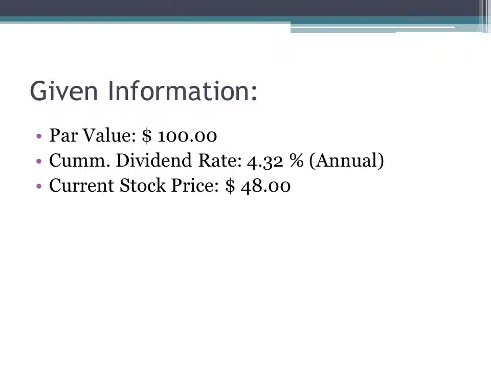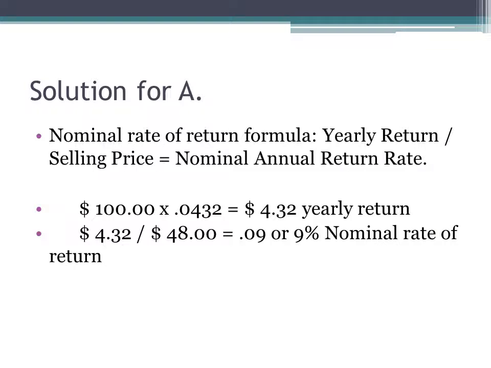The following was given information for question 1A. The par value was $100, the dividend rate was 4.32%, and the current stock price was $48. The formula for nominal annual return rate is yearly return divided by selling price. Using the given information from the previous slide, we have $100 times 4.32% equals $4.32 yearly return. We use that yearly return divided by the current selling price of $48, and we end up having 9% as the nominal rate of return.